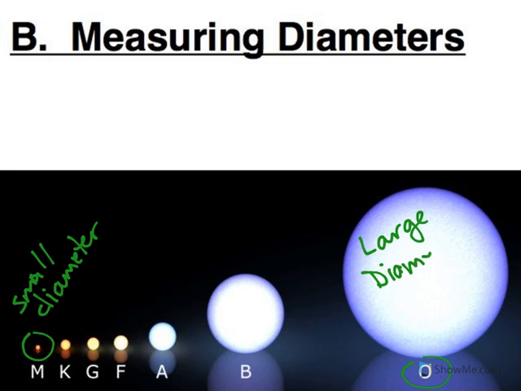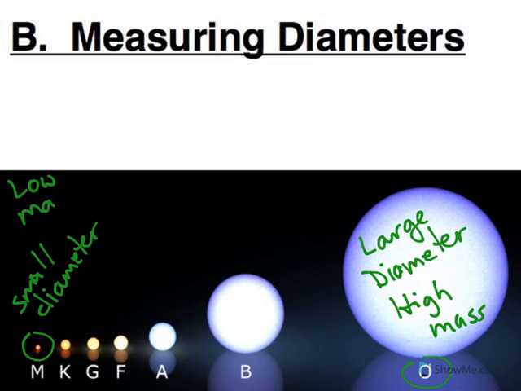So here we see another connection with temperature and mass. High mass is going to have a large diameter, it's going to be hot. Low mass is going to have a small diameter and be cool. So they're all connected. But how do we know that an O star is this big? Where do we get that information? Well, there's two ways of doing this.